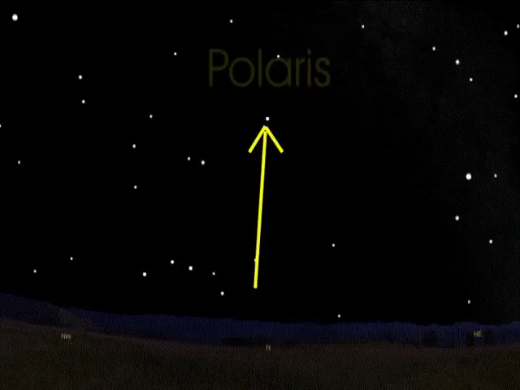Polaris is not a bright star, but if you can locate the Big Dipper, you can locate Polaris. The two stars at the end of the Dipper are the pointer stars. Draw a line through these stars, and it will point at Polaris.